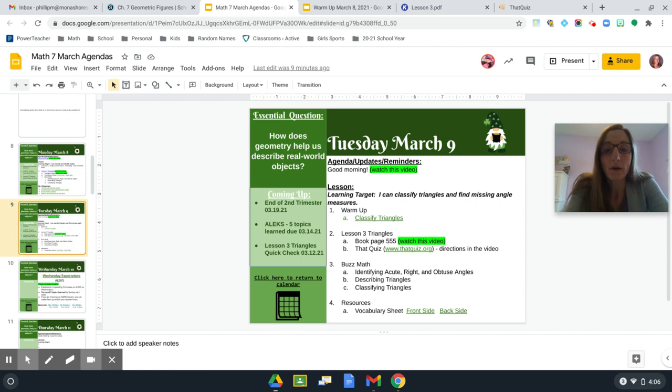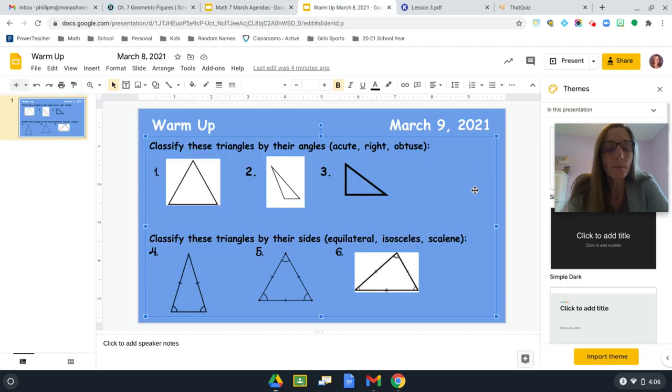For your warm up, you're going to start by classifying some triangles. There are six of them. The first three, you're going to classify by their angles, saying on each one if it's an acute triangle, a right triangle, or an obtuse triangle. Then 4 through 6, the last three, you're going to classify by their sides, saying it's an equilateral triangle, isosceles triangle, or scalene. This should only take you a few minutes.